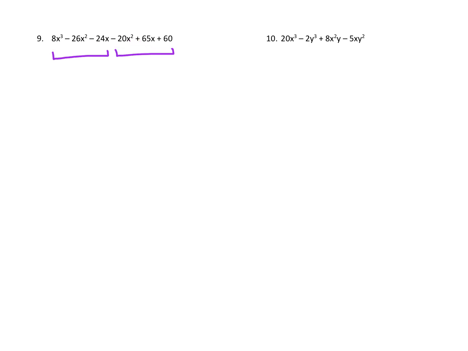Now it looks like out of these first 3 terms, the biggest number that divides evenly into all of them is a 2. And then in addition, we could take out an x. So we're going to pull out a 2x. And when we do that, it leaves us with 4x squared minus 13x minus 12.